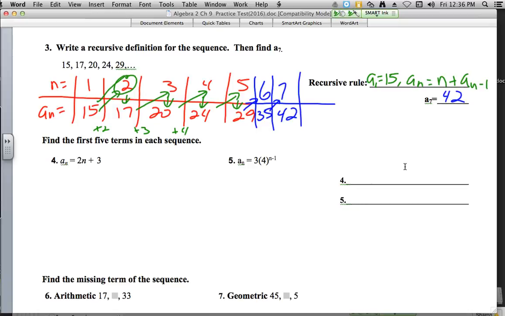All right, go ahead and give number four and five a try. Pause the video. Number four says just find the first five terms in each sequence for both four and five.